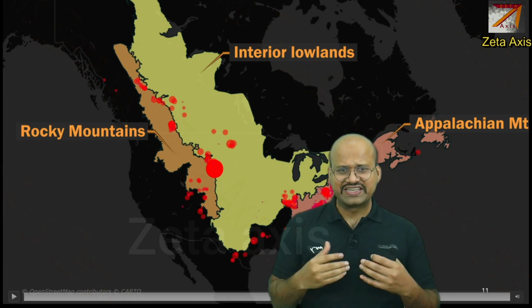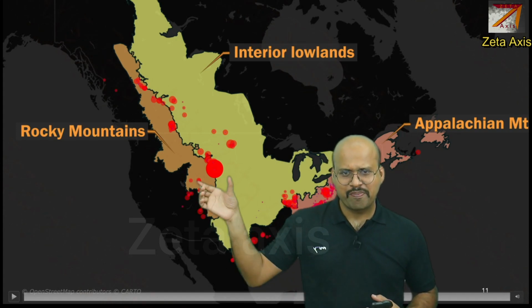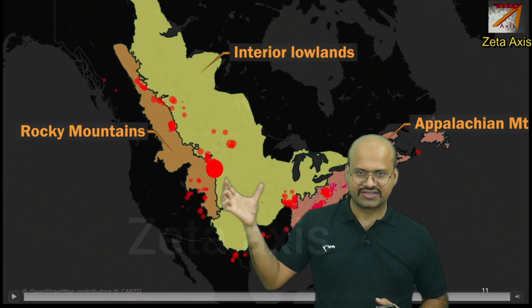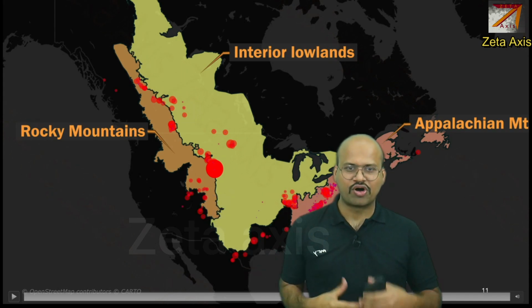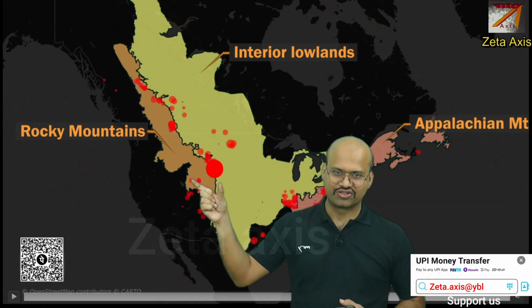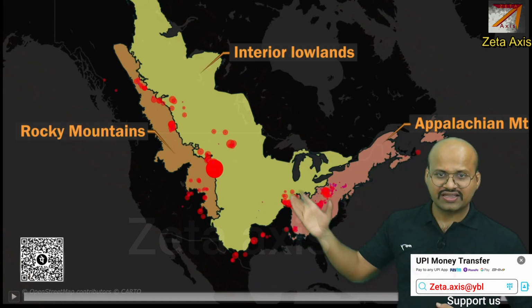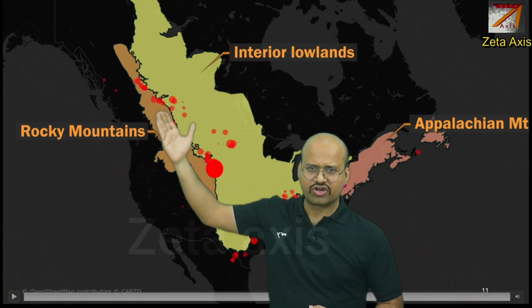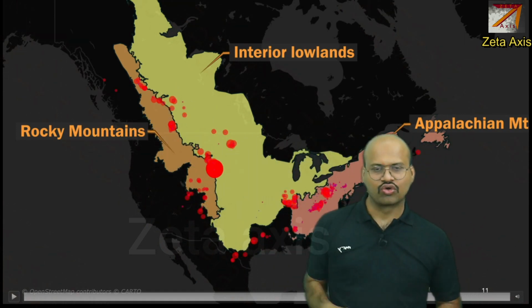Now, if we see the region-wise production, then we can see maximum amount of production occurs in this region. The size of the circle indicates the amount of coal production occurring in this region. So we can see maximum amount of production is over here, followed by this region, and then in this northern part of the Rocky Mountain region and in the interior lowlands.